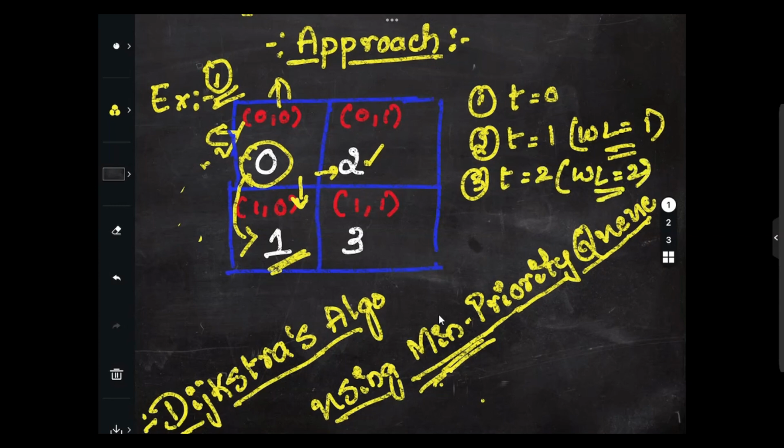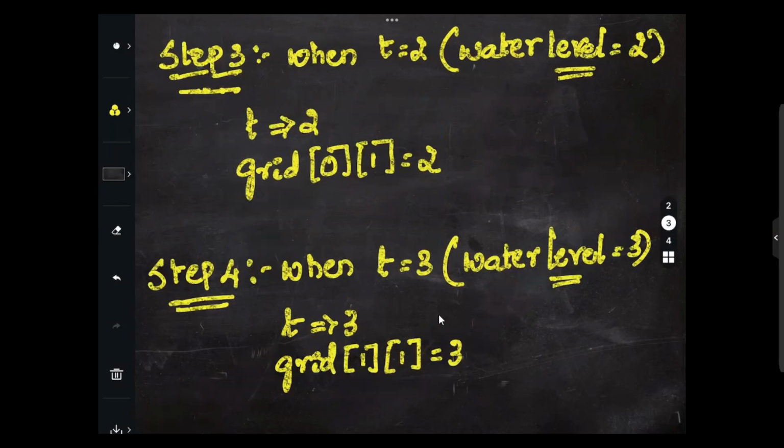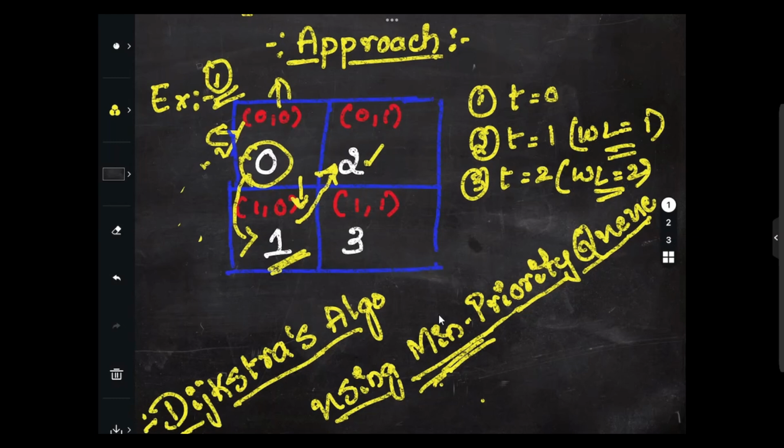So now we can move from 1, 0 to 0, 1. Why can we move from 1, 0 to 0, 1? Because for grid of 0, 1, we are comparing it with time, right? So in this case, grid of 0, 1 has to be less than or equal to t. So 2 is less than or equal to 2. Yes, 2 is equal to 2. This becomes true. Then we can move from 1, 0 to 0, 1. So I hope this is clear.